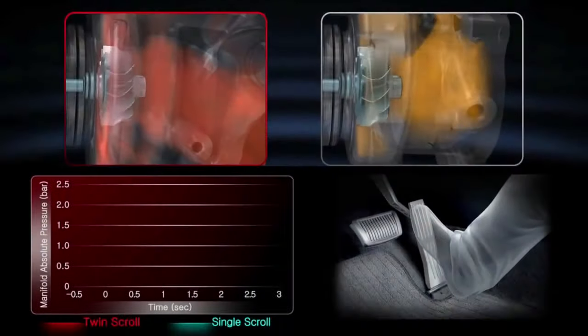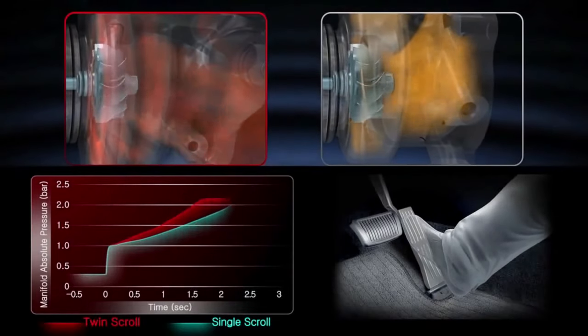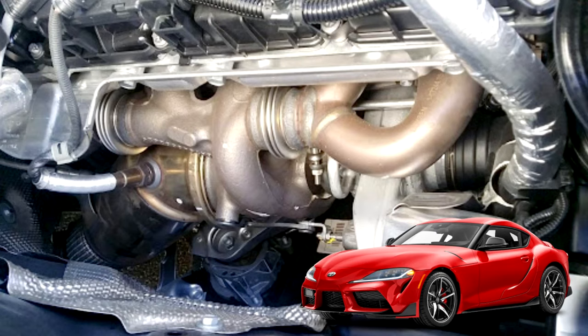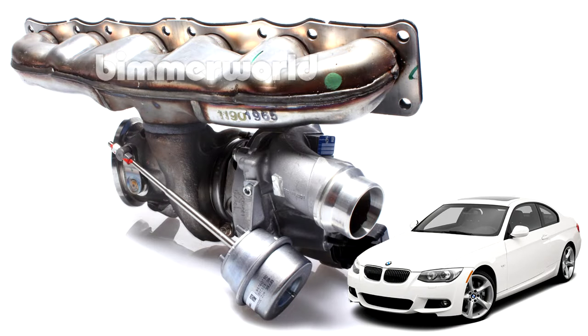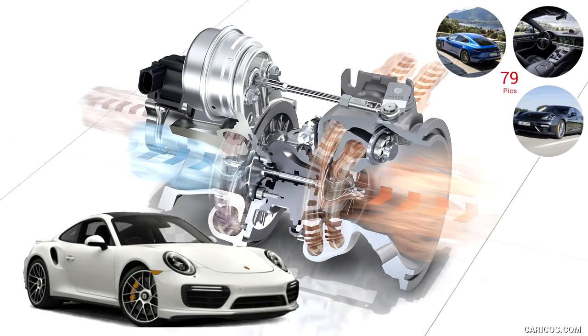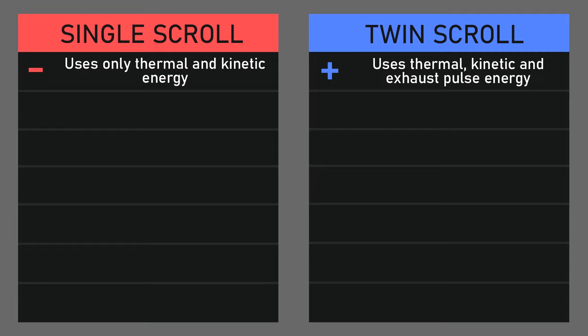However, the ability to spool up at much lower RPMs is why manufacturers are switching over to twin scroll turbos despite their downsides. Cars with twin scroll turbos include the Mark V Supra, BMW 335i, 2015 and up Subaru WRX, 911 turbos, and etc. To recap, single scroll turbos only take advantage of the thermal and kinetic energy of the flowing exhaust gases to spool up the turbo, whereas twin scroll turbos take advantage of the thermal and kinetic energy, and also take advantage of the exhaust gas pulses created by the combustion of fuel.